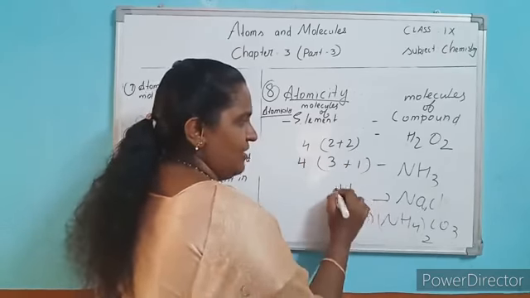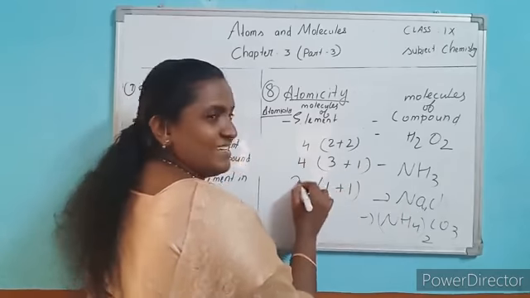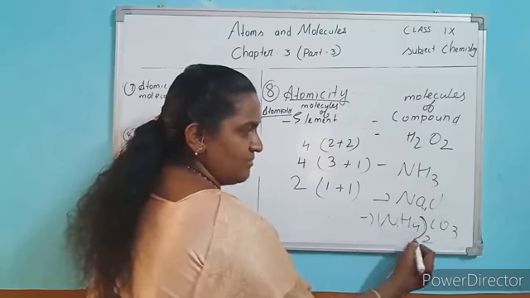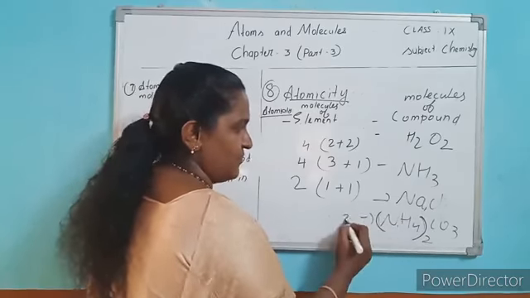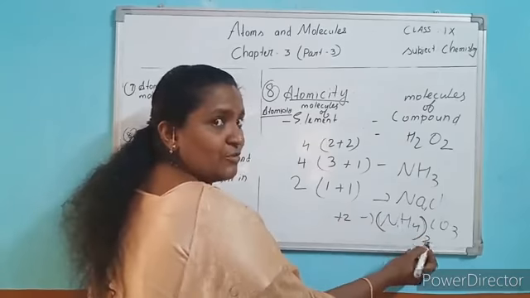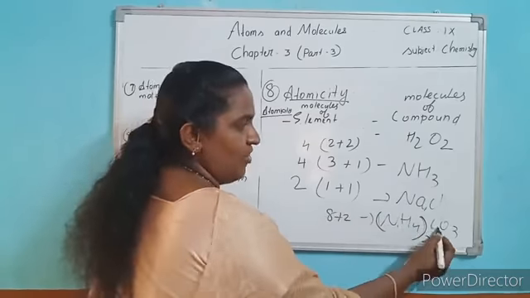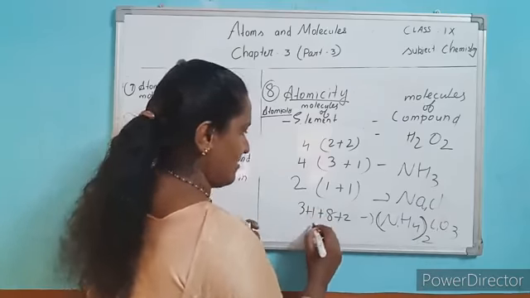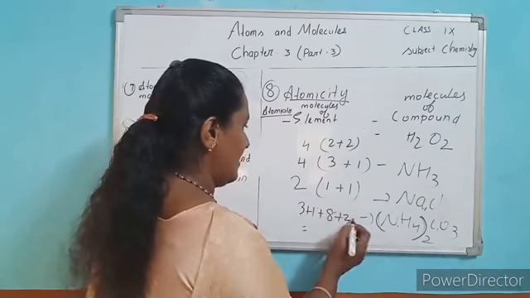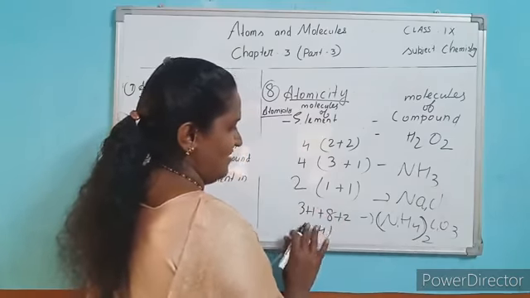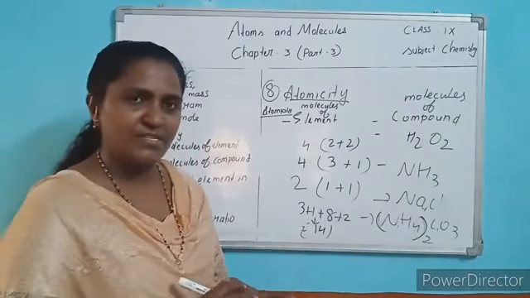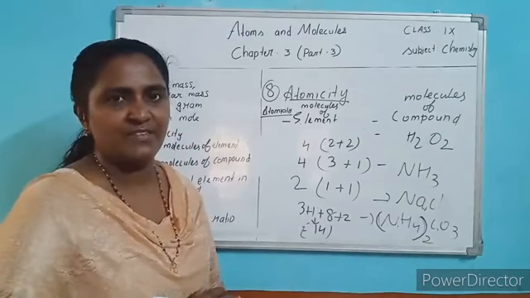And sodium 1, chlorine 1. So atomicity is 2. And for nitrogen here, you have to multiply with this bracket. 1 times 2 is 2. Hydrogen 4 times 2 is 8. Carbon 1. Oxygen 3. So what is the total you will get? 8, 9, 10, 14. Okay, 14 you will get. The atomicity of the compound ammonium carbonate is 14.